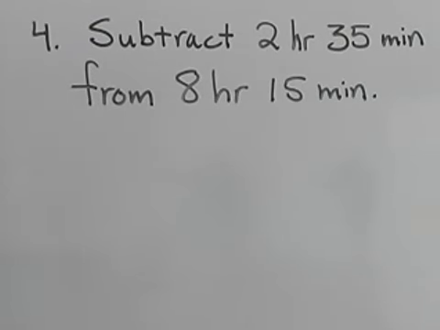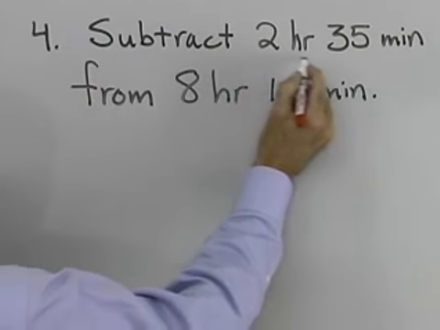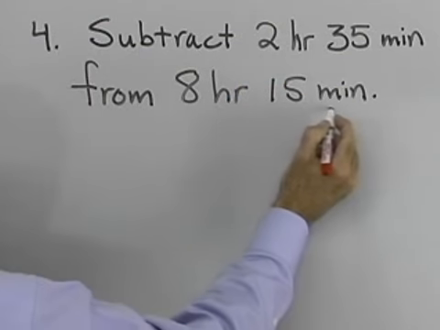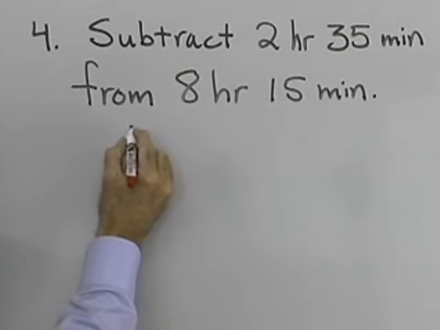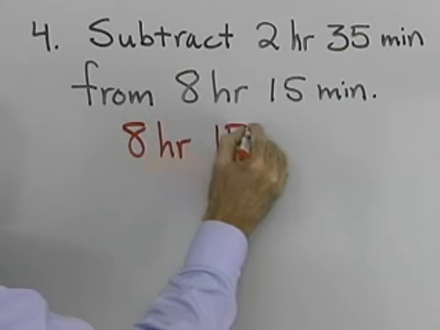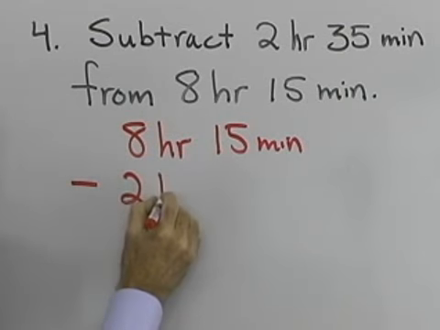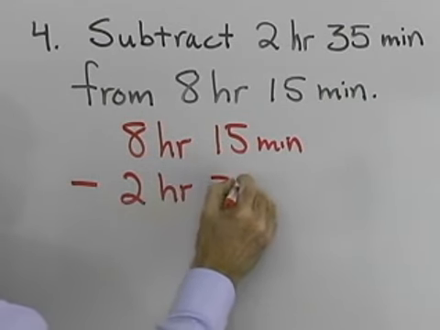I want to subtract 2 hours, 35 minutes from 8 hours, 15 minutes. Let's set this up vertically. I want to subtract this amount of time from this amount of time. So let's write this as 8 hours, 15 minutes, subtract 2 hours, 35 minutes.